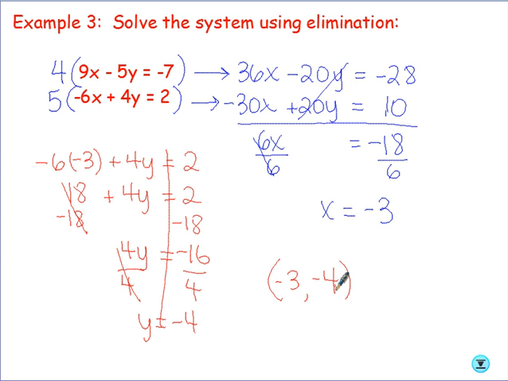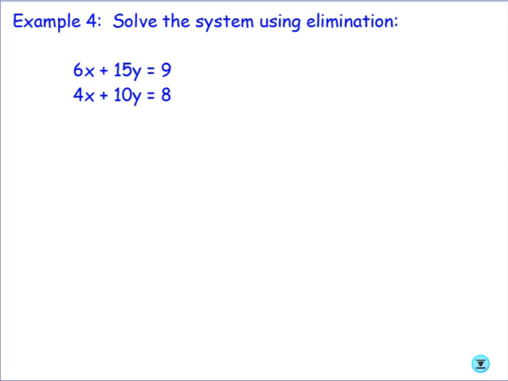Okay. Let's do example 4 together, and then I will let you guys do example 5 on your own. Which ones do we want to cancel? This time I look at my numbers. 6 and 4, much smaller to work with. I'm going to cancel my x's. Now, 6 and 4, you have a couple of options. Some of you think 24, that works. Some of you think 12, that also works.